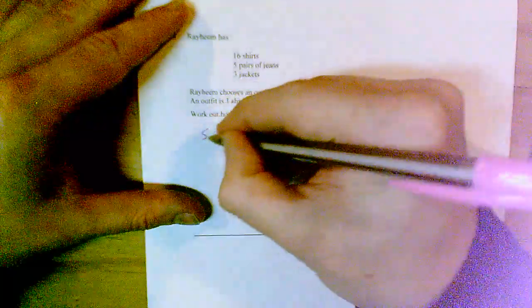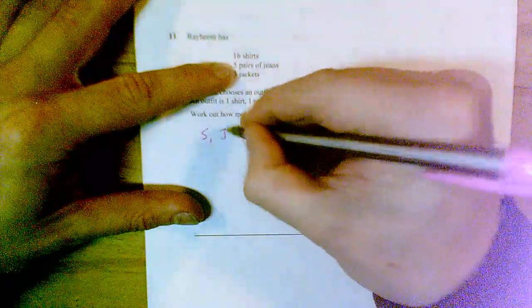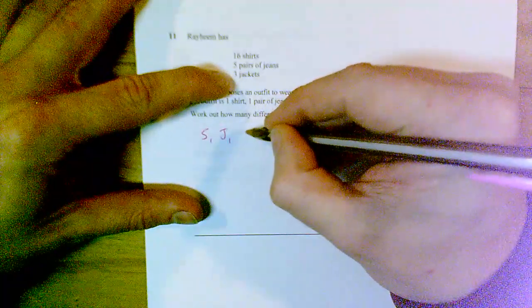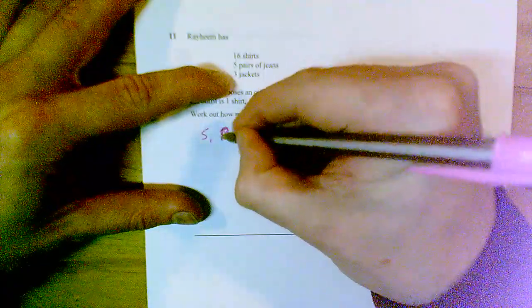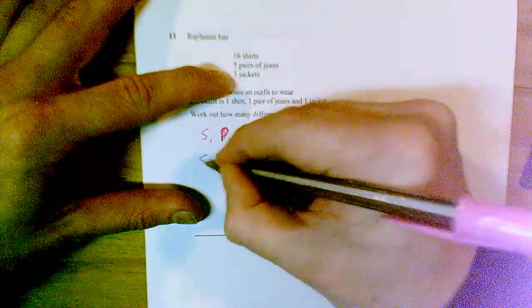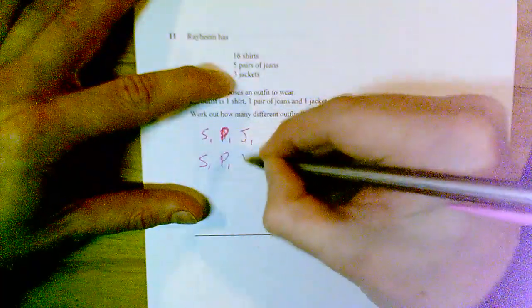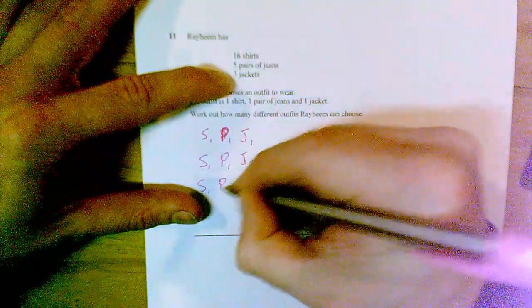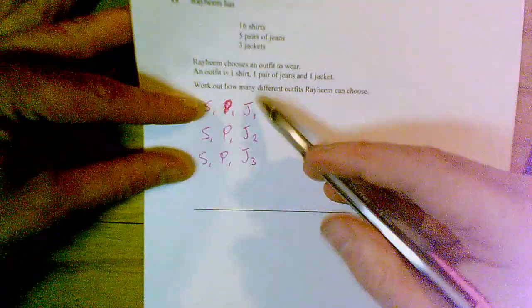There's 16 shirts, so you could wear shirt 1, jeans 1, and oh no, that doesn't work. I'm going to put P for pair of jeans 1, and then jackets 1. Then he could wear shirt 1, pair of jeans 1, jacket 2, shirt 1, pair of jeans 1, jacket 3. You might realise this is going to take forever. There are 16 shirts. There's a lot of these.